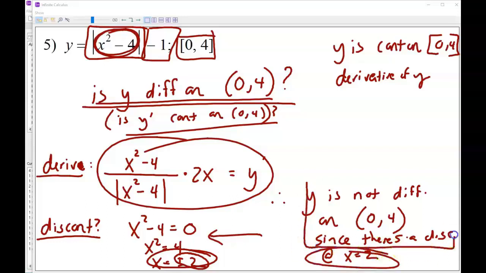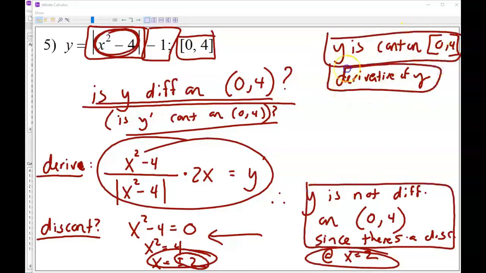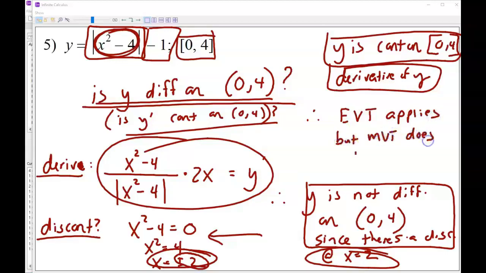And then finally, I'd want to see this. Well, that's not actually finally. At that point, we need our conclusion. So we would say, therefore, EVT applies, but MVT does not. Okay?